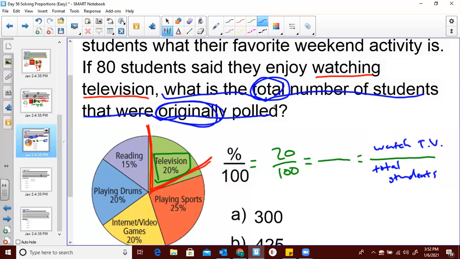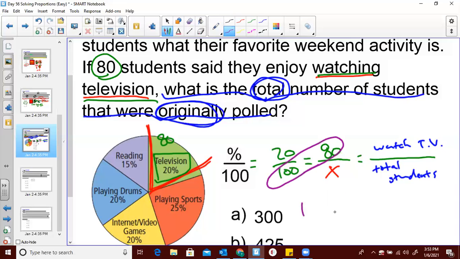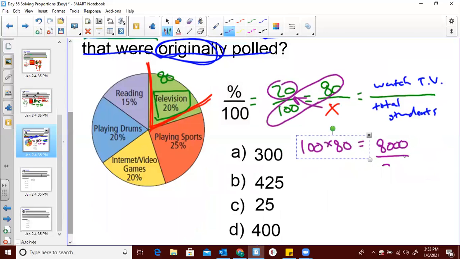All right, so let's just grab our info. Well, we know that 80 students said they enjoy watching television. So that 80 is going to match up with our 20% in a way. And we just do not know what the total students are. So let's cross multiply. Remember, I'm going to do this the faster way, in my opinion. So 100 times 80 is going to give you 8,000. And we know that we're going to divide by X's partner. So I divide by 20, 20 goes into 8,000 400 times. So that's how many people were originally polled.